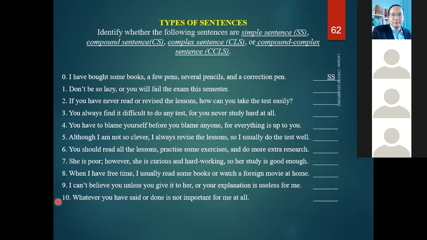Number 10. Yeah, teacher. Compound teacher. Compound mình ta đàn năng. Complex sentence teacher. Complex, yeah. This is noun clause, right? Yeah. Whatever you have said or done, which is subject chẳng chỉ noun clause. Trong which is complex sentence gì? Okay. Now let's go on.